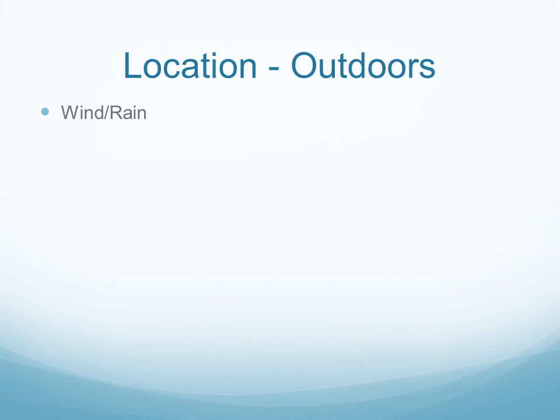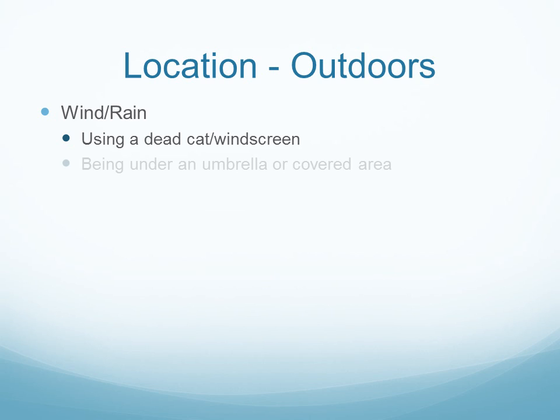What about outdoors? It's a different situation. A lot of the time you'll be trying to manage wind and rain if you're in an outdoor setting. So you can use something called a dead cat, which is just basically a big furry covering for a microphone. It's also called a windscreen, which is just the foam covering. That reduces the wind noise coming directly onto the microphone. If it's raining, then you've just got to be under an umbrella or under a covered area, otherwise you will hear that pitter-pat landing on the microphone very prominently on the recording.